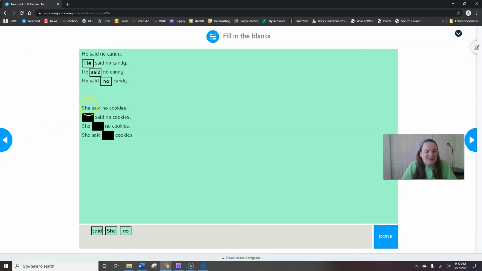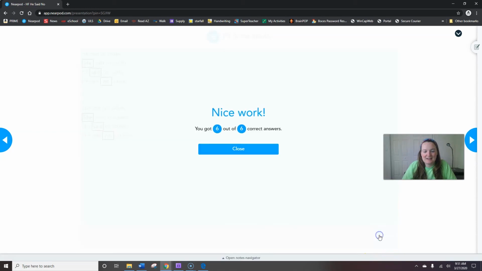Ready? She said no cookies. This is the sentence I'm trying to make. What word is missing here that comes in the beginning? She. She said no cookies. Okay. Ready? She, what comes next? Is it said or no? Said. Well, if you don't put it exactly on the spot, then it doesn't take it. Said no cookies. She said no cookies. Okay, ready? She said no is my only word left. No cookies. Does that make sense? Yes. Then hit done.